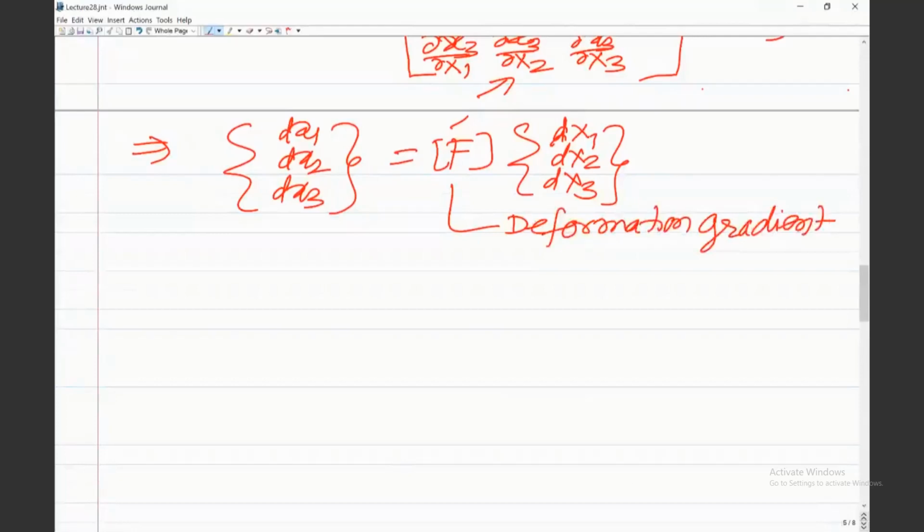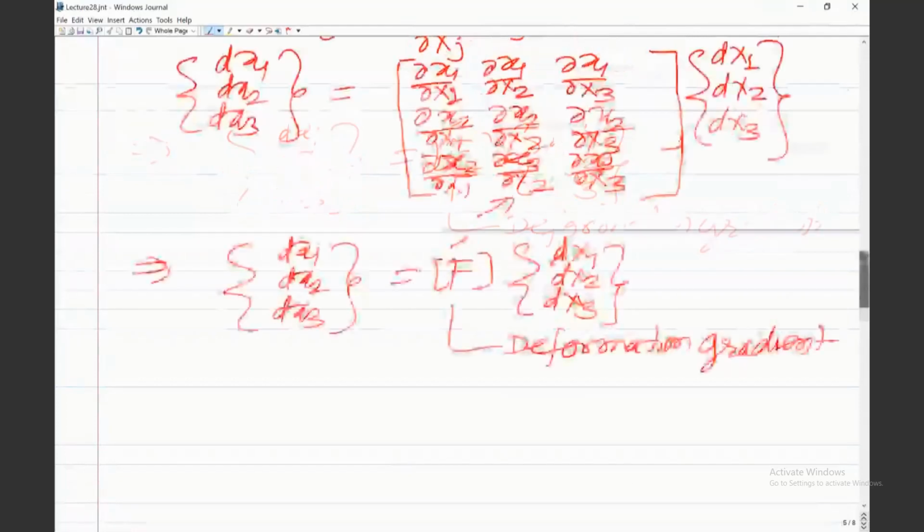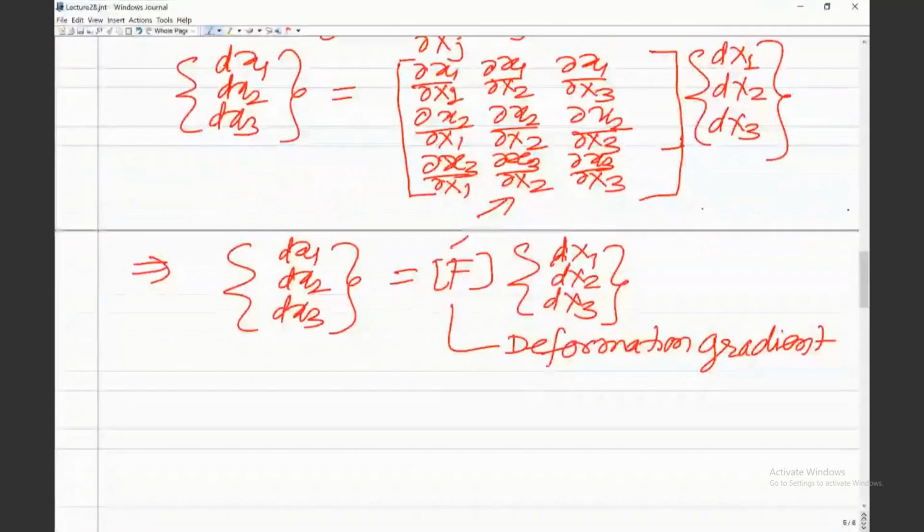So that F, this matrix we define, we call it the deformation gradient. This matrix what we have over here, that is known as the deformation gradient. Now I am slowly moving towards the strain definition.